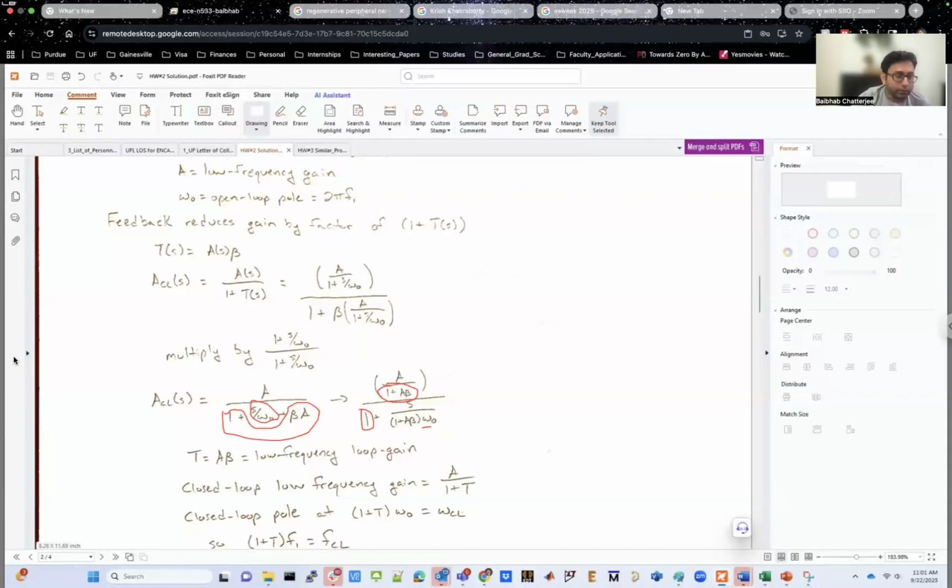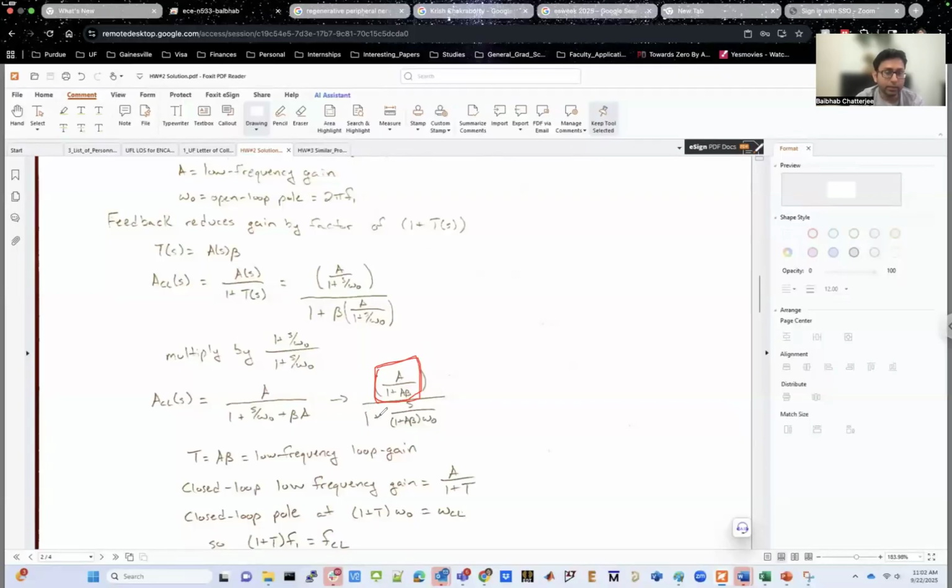All right. So now, as you see, very interestingly, your closed loop gain as a function of frequency also looks very similar in format to the open loop gain as a function of frequency. The open loop gain as a function of frequency looked like A divided by 1 plus s over omega naught, where omega naught was your pole frequency. The closed loop gain equation has A divided by 1 plus A beta in the numerator, and you know that that is the closed loop gain at zero frequency.